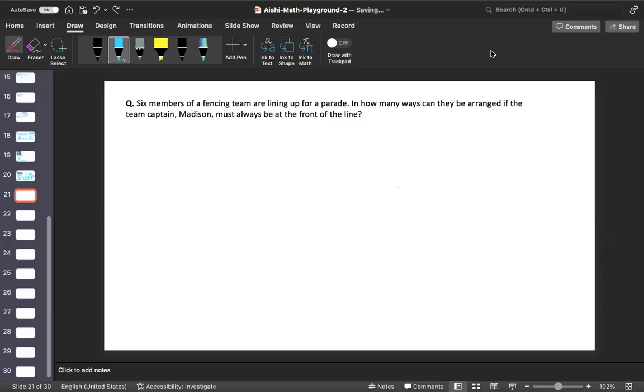We're going to review our permutations and combinations again, just to make sure we've got the basics. And welcome back to Maths Playground.